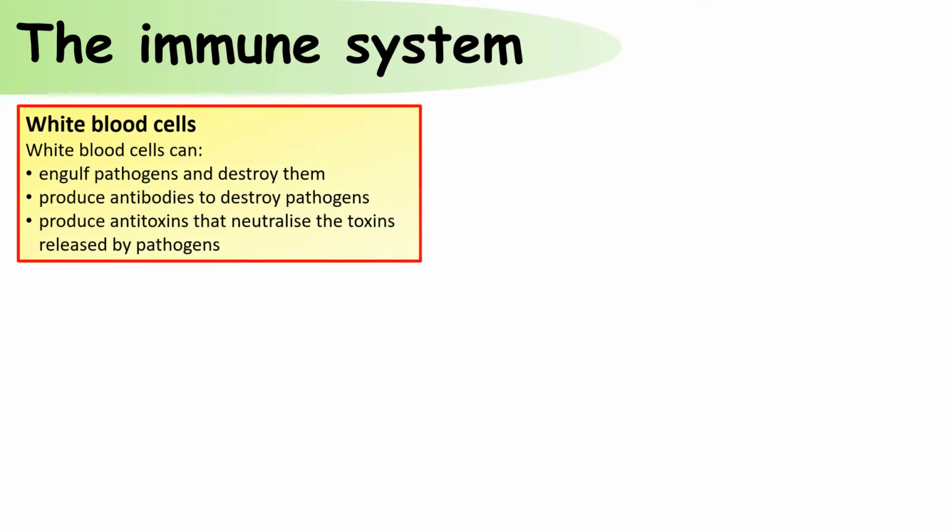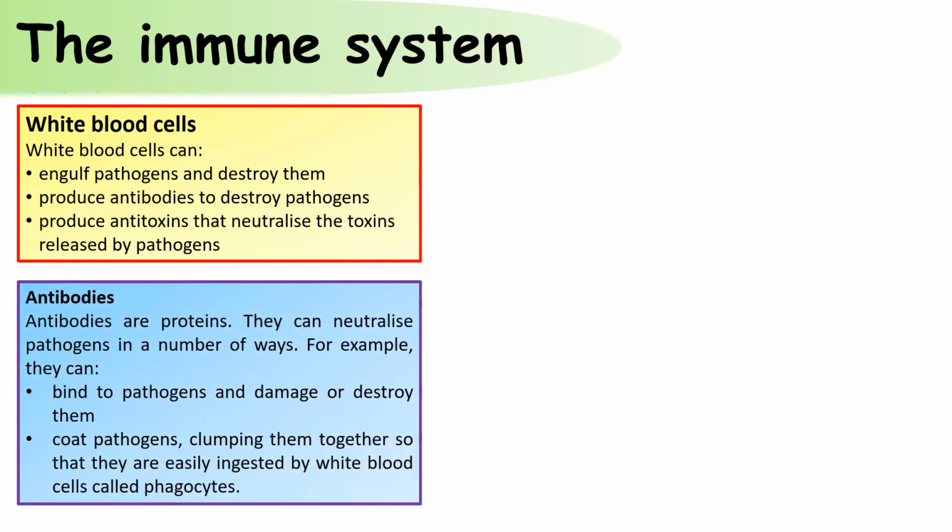One main part of the immune system are white blood cells. White blood cells have three major functions. They can either engulf pathogens and destroy them, they can produce antibodies to destroy the pathogens, or they can produce antitoxins to neutralize the toxins released by pathogens.